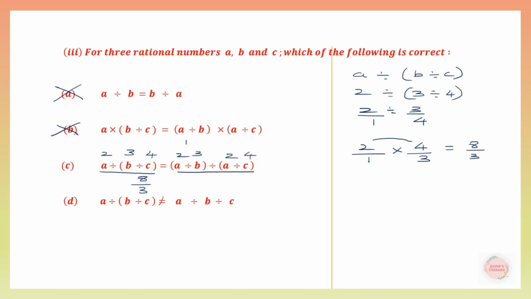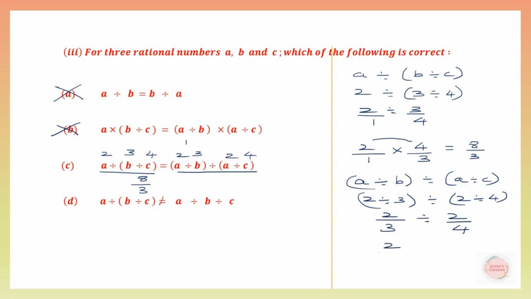Now on the right hand side, let's see what we have. So that is A divided by B divided by A divided by C. That is 2 divided by 3 divided by 2 divided by 4. So this is what we have, isn't it? So 2 by 3 divided by 2 by 4. Now 2 by 3 into 4 by 2. Now here we have only these two to cancel. So what do we have? We have 4 by 3. So on the right hand side we have 4 by 3. Let's write it here. 4 by 3. As you can see, on the left we have 8 by 3.